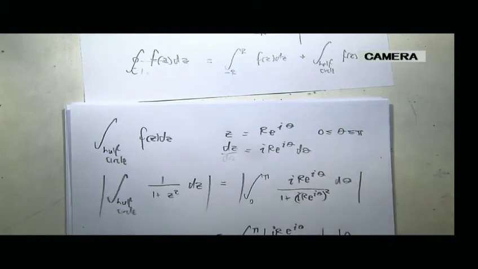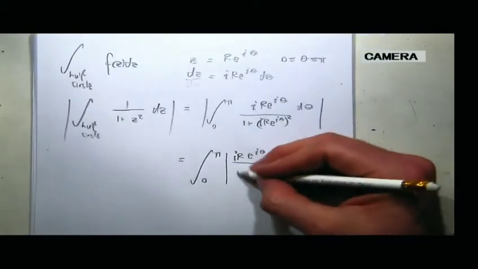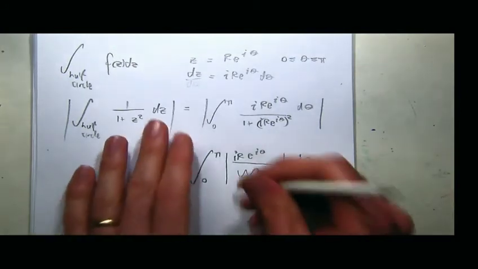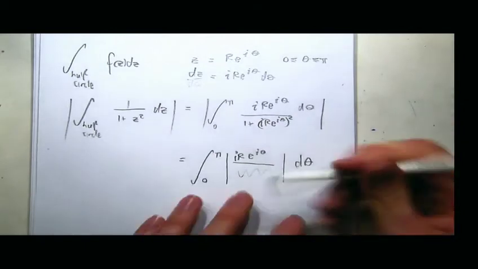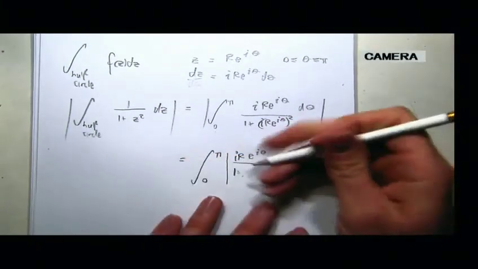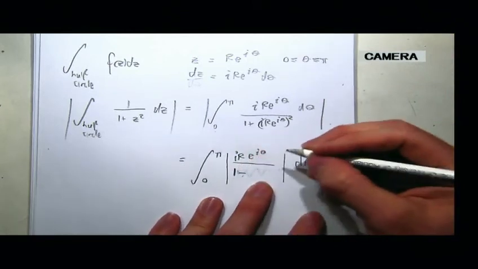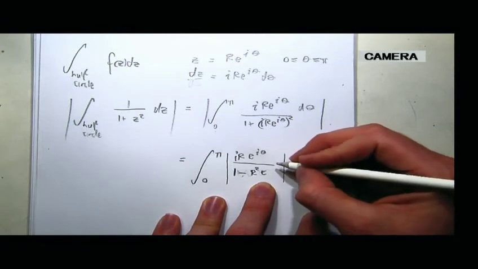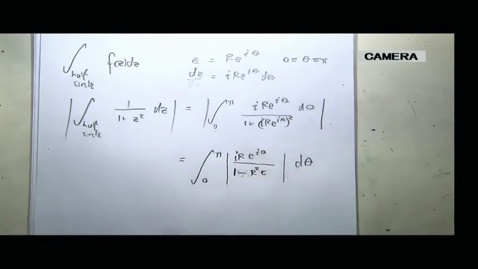Plus whatever is on the bottom there. Now I should expand it out. 1 plus i squared is minus 1. Oh, look at that. Wow. Okay. R squared e to the... Where'd that 4 come from?